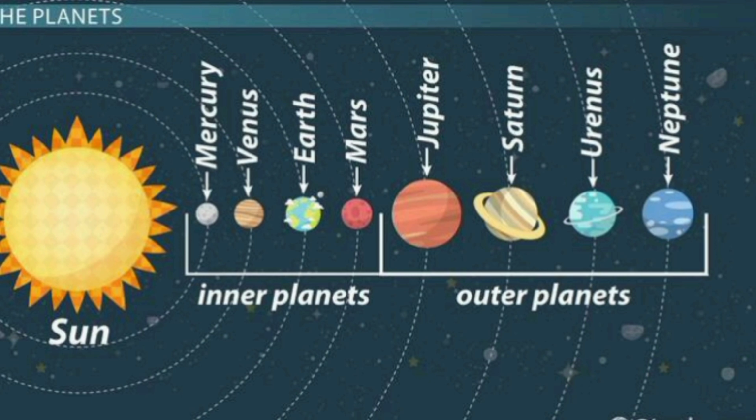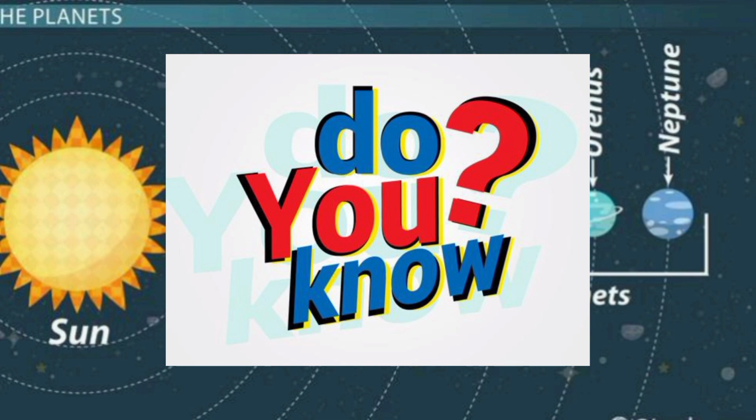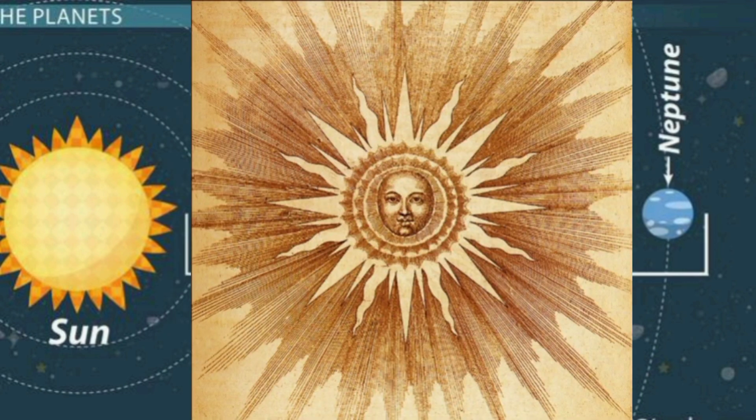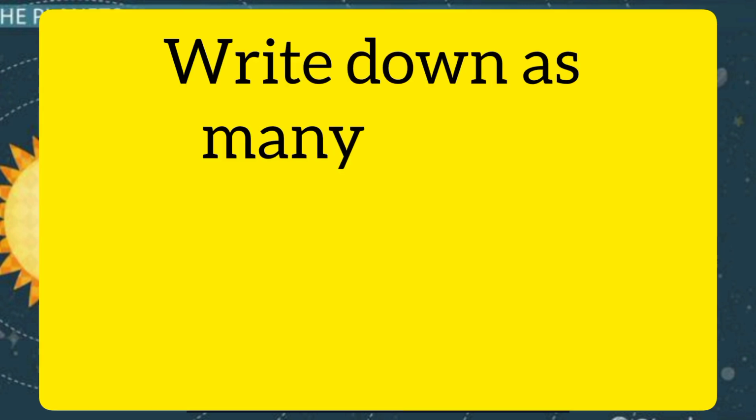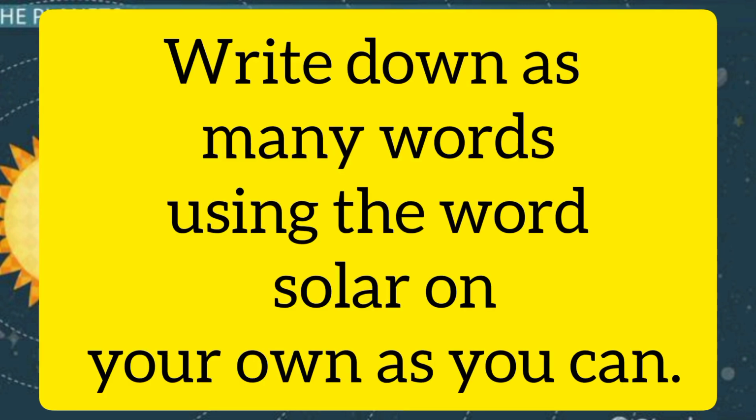liquids. Do you know, Sol in Roman mythology is the sun god. Solar means related to the sun. The family of the sun is therefore called the solar system. Now I am giving you one task: write down as many words using the word solar on your own as you can.